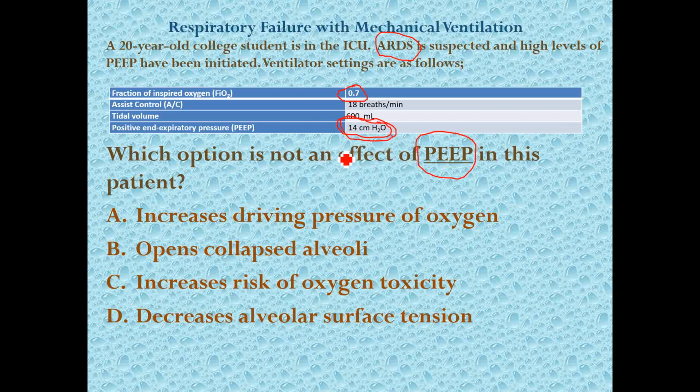So what does PEEP do? Well, it helps with oxygenation by driving the pressure of oxygen. It increases the pressure of oxygen, and that means that it keeps the alveoli open longer, and so therefore the oxygen can diffuse. It opens collapsed alveoli because it keeps that party balloon, or alveoli, open, and it decreases the alveolar surface tension so that, again, the alveoli can help with oxygen diffusion.